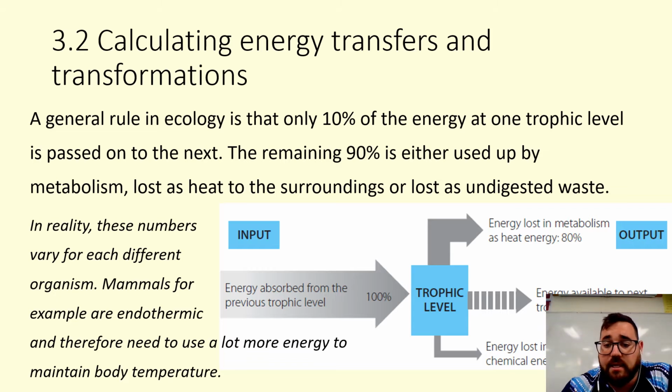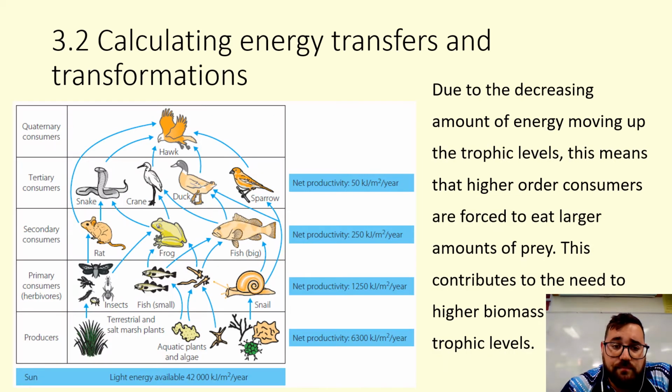Ectothermic organisms like lizards are using a lot less energy for metabolism, and so they are able to pass more on, okay? As we see here, due to a decreasing amount of energy moving up the trophic levels, that means that higher order consumers are forced to eat larger amounts of prey. As a result, we have higher biomass at lower levels because the primary consumers need to eat a lot of producers to get enough energy. The secondary consumers need to eat a lot of primary consumers to get enough energy, and so on. So as a result, we end up with that pyramid shape.